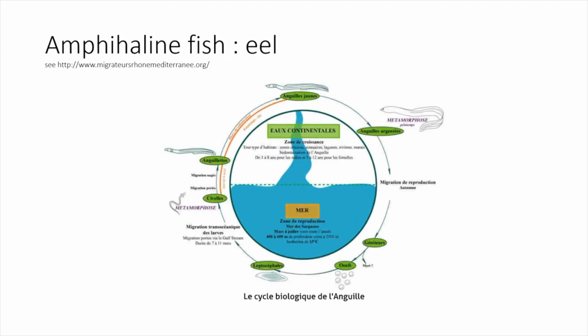Another famous amphihaline species is the eel, Anguilla anguilla in Latin. It reproduces in the Sargasso Sea, close to North America, and grows in rivers and lagoons of all Europe. The species makes a transoceanic migration of more than 6,000 kilometers long and needs up to 12 years to accomplish its cycle.